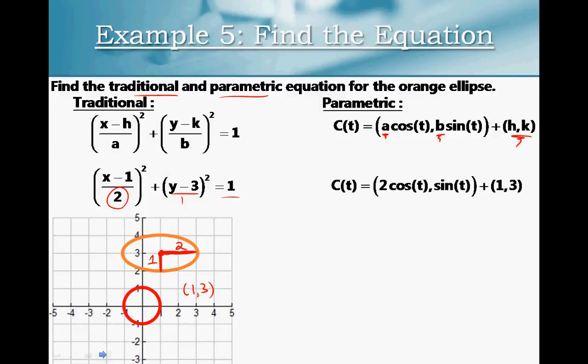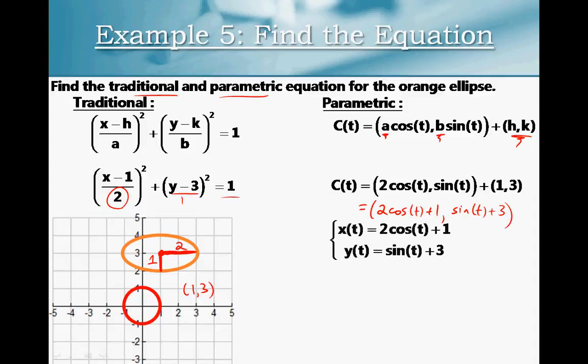There it is. C of t is equal to 2 cosine t comma sine of t plus the point 1, 3. Now you can write this all together if you really like to: 2 cosine of t plus 1 comma sine of t plus 3. So that's another way of doing it. You could separate it. You can write this as two separate components, x of t and y of t, which just really depends on your preference. All three of these, 1, 2, and 3, all three ways of writing this parametrically are mathematically correct.